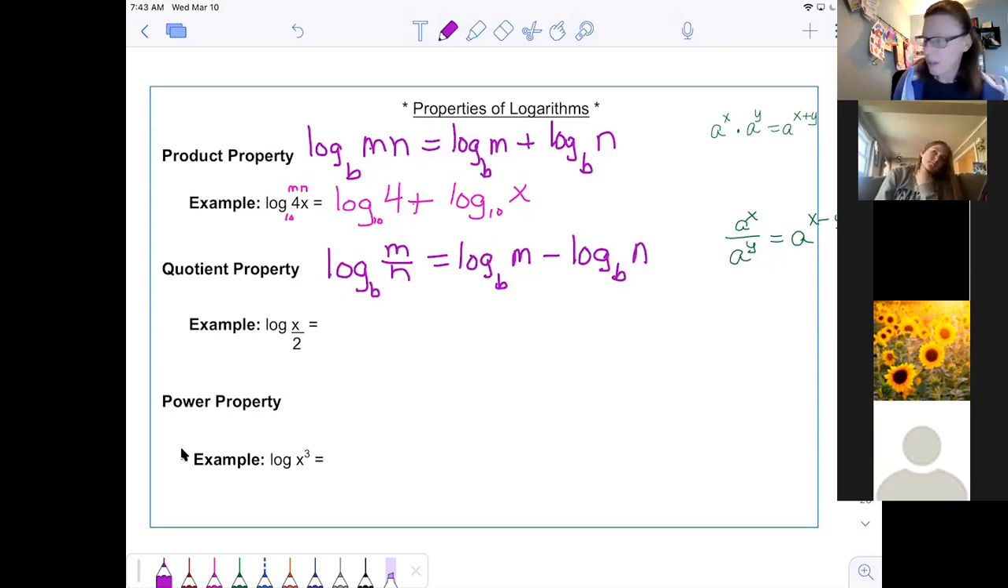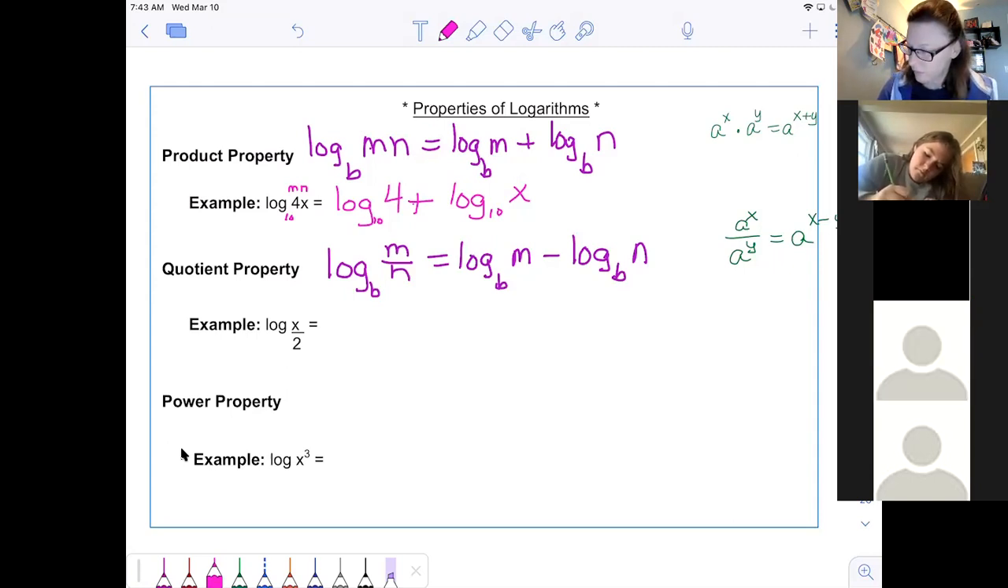So Brooke, if you look at the example underneath, we have the log of x divided by 2. So how could we rewrite that, Brooke? It would be log of x minus log of 2. Yeah, that's it. Log of x minus log of 2.